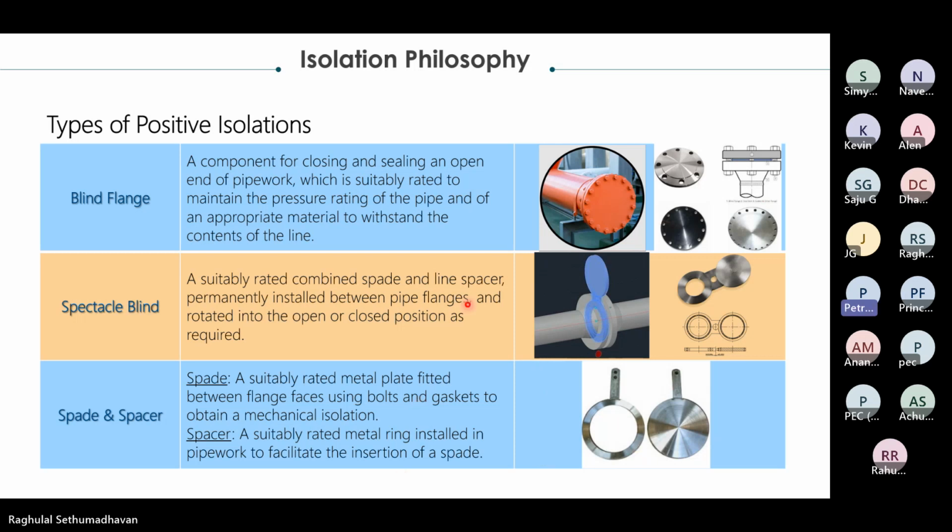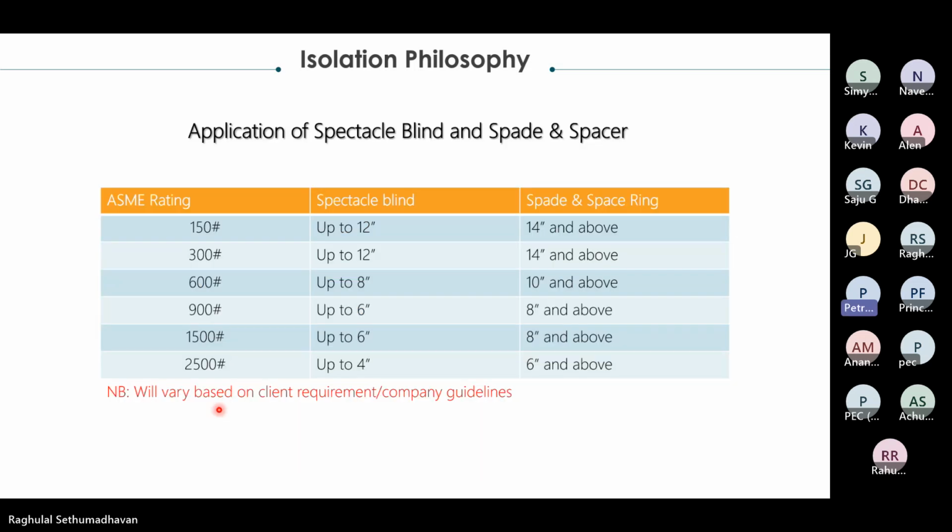There are some criteria of usage for spectacle blind as well as spade and spacer. That also varies from client to client requirements based on pressure rating. Here is an example, for 150 class rating, up to 12 inch we can use spectacle blind. Further than that, we'll use spade and spacer. So the typical example varies.